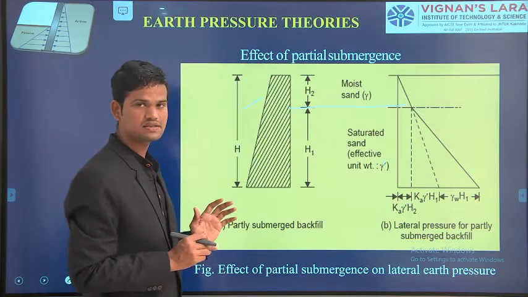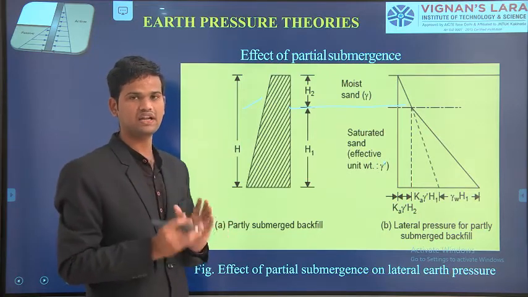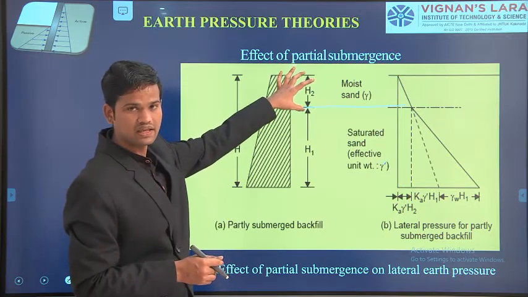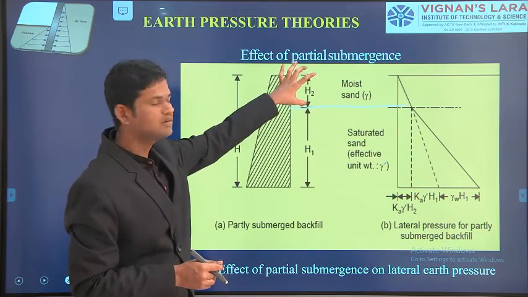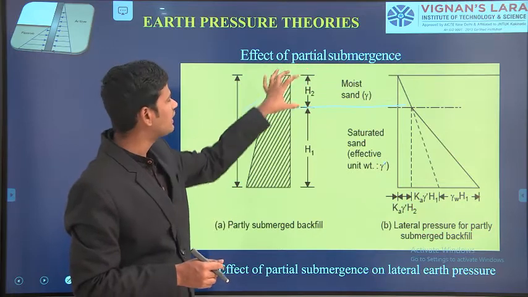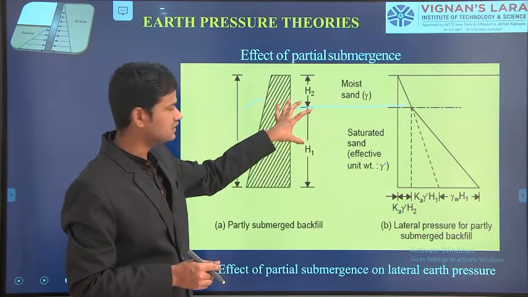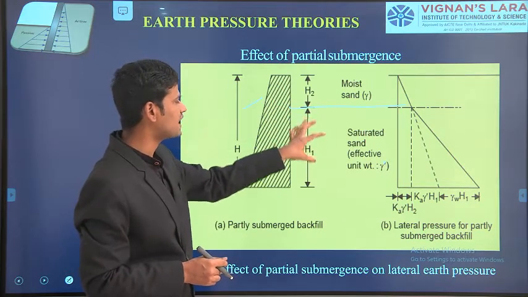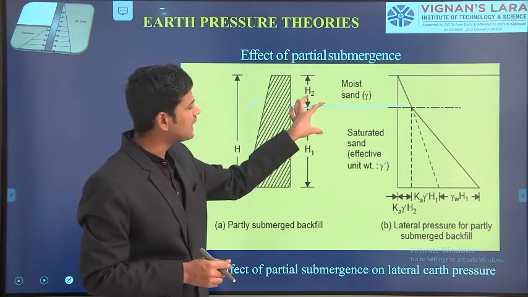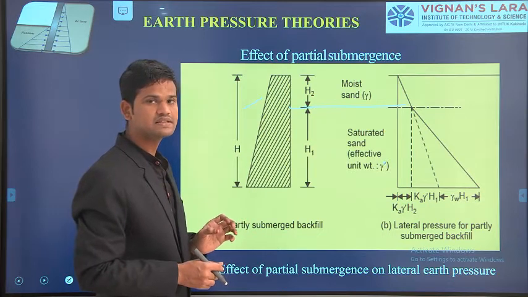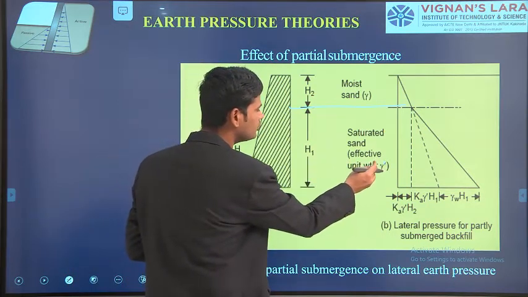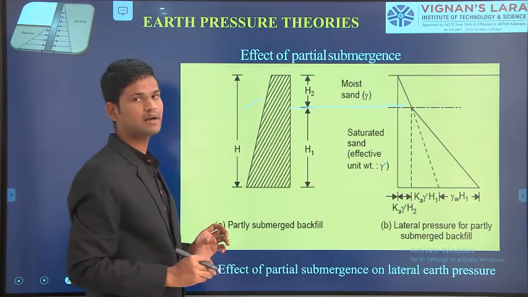This is the effect of partial submergence. That means one retaining wall is there, and up to a certain height there is one layer of soil, for which they will give the unit weight of the soil. After a certain depth there is the presence of the water table. Due to the presence of the water table, the soil here is taken as being in a submerged condition, and for that we take the unit weight of the soil mass as gamma prime.